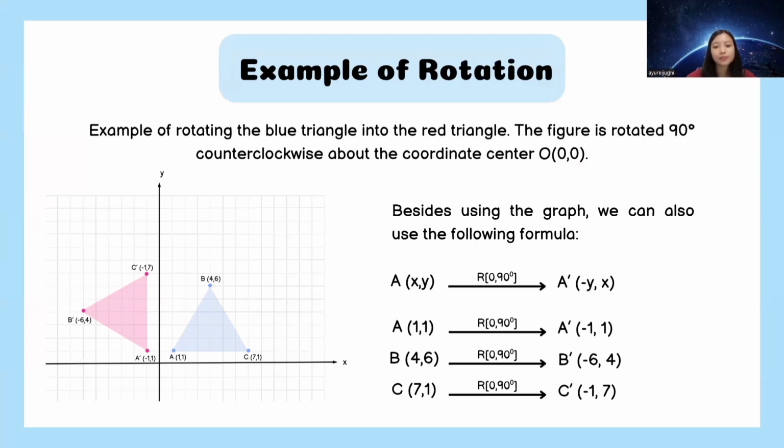Students, please try this one. What is the result of rotating point (2, 5) by 90 degrees counterclockwise? Pause the video first and try it by yourself.